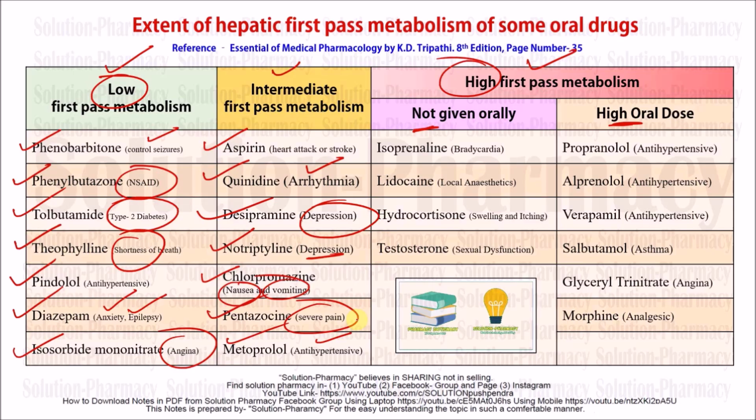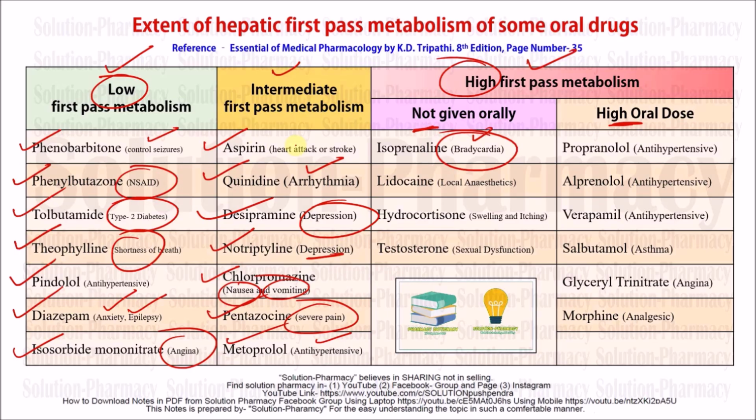Let me explain those category of drugs which should not be given orally. Because their first pass metabolism rate is very high, the drug will not be able to produce the desirable effect. So it is better not to give them by the oral route of drug administration. Any other alternative route should be preferred. These drugs are isoprenaline, which is used in the treatment of bradycardia. What is bradycardia? I have explained regarding arrhythmia. When the rate of the heart becomes too slow, that's called bradycardia.